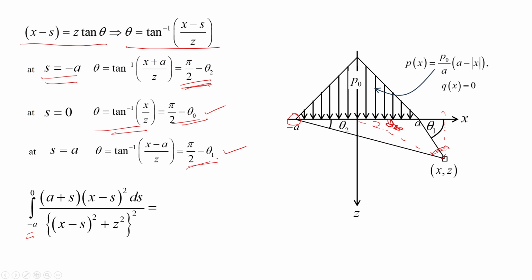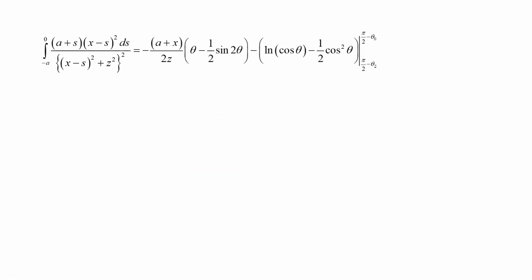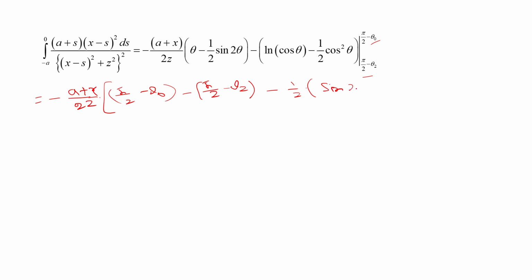So, this is a very clean way, and so that is what we have done: when you have minus a, I have got pi by 2 minus theta 2, and when I have 0 here, I have got pi by 2 minus theta 0. Now, I will substitute all this over here. So, it will be expanded. So, it is minus a plus x by 2z. So, instead of theta I have pi by 2 minus theta 0 and minus pi by 2 minus theta 2, this is the way, then minus half, okay, then I have sine 2 times pi by 2 minus theta 0 minus sine 2 times pi by 2 minus theta 2.